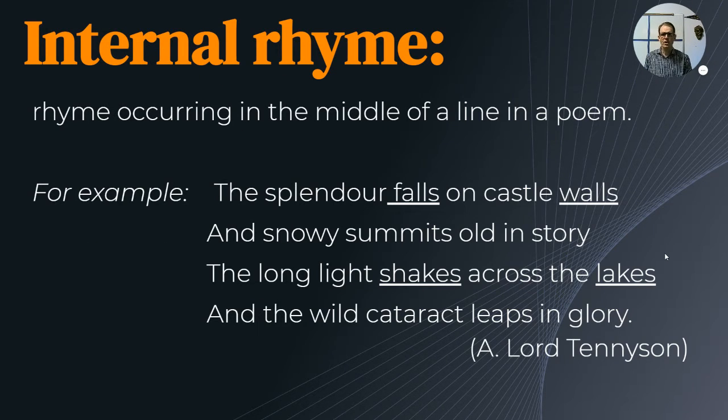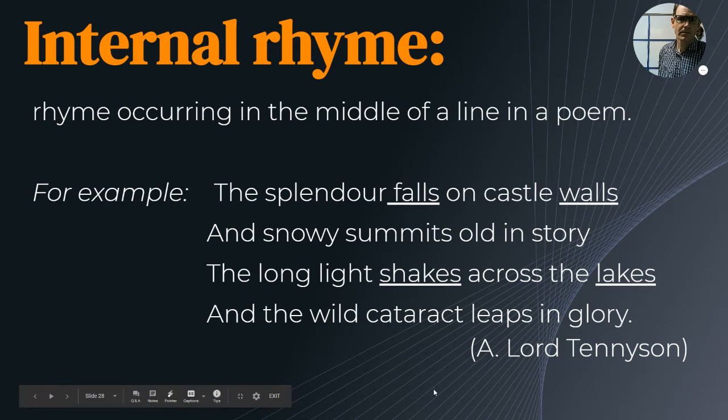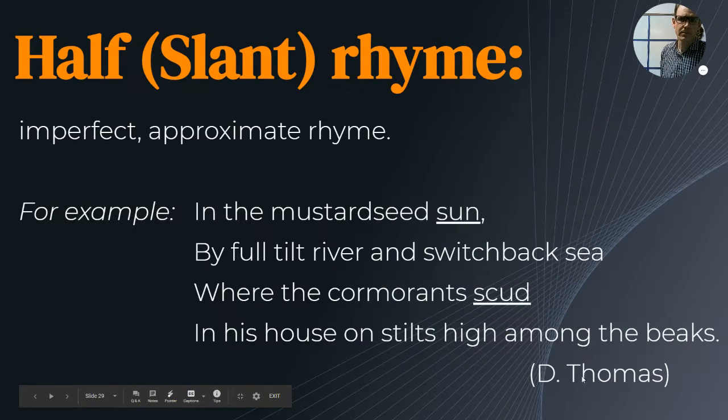But then we have internal rhyme, and this is rhyme that occurs in the middle of a line of poetry. "The splendor falls on castle walls and snowy summits old in story. The long light shakes across the lakes and the wild cataract leaps in glory." So we have this internal rhyme where falls and walls and shakes and lakes. But notice we also have end rhyme with story and glory. So there's two types of rhyme in that.